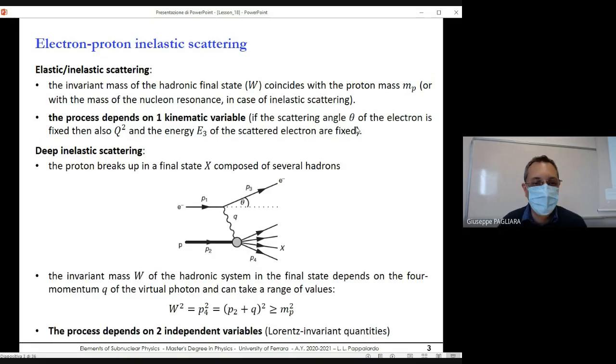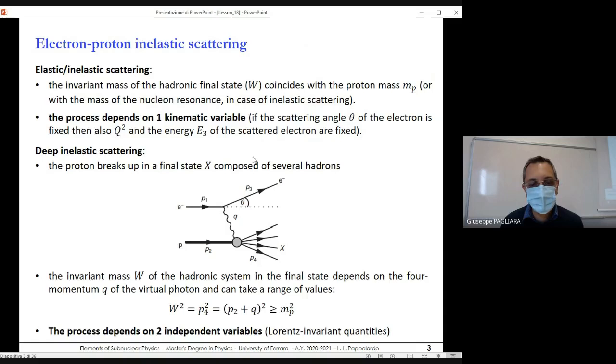What about now deep inelastic scattering? Deep inelastic scattering is a quite different process, because now, as you can see here in the picture, the proton gets a huge burst of energy from the incoming electron through the exchange of a large momentum virtual photon, and it breaks up. So we don't observe the proton in the final state anymore, but a bunch of typically undetected hadrons. This can be pions, kaons, whatever.